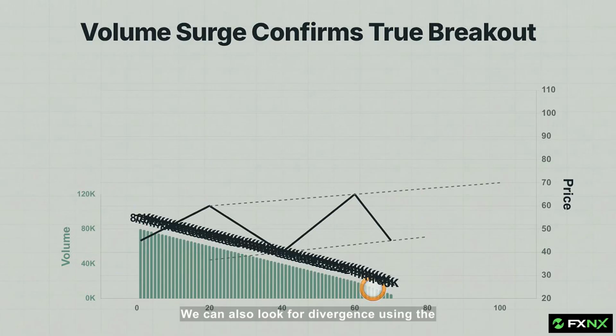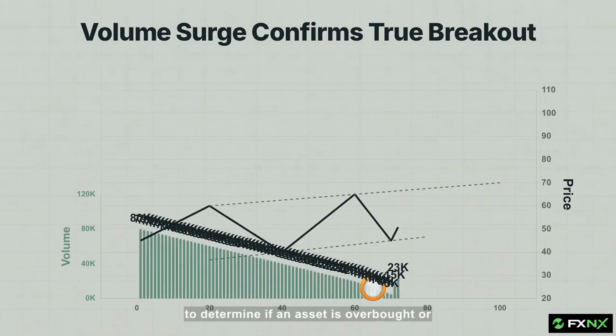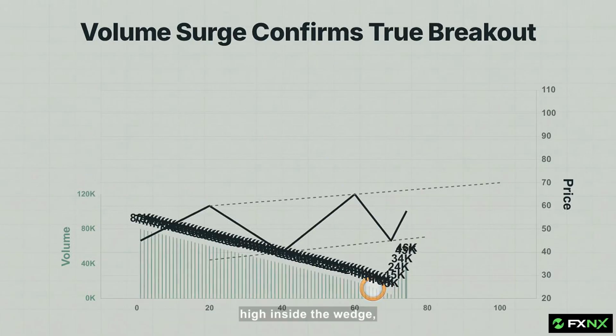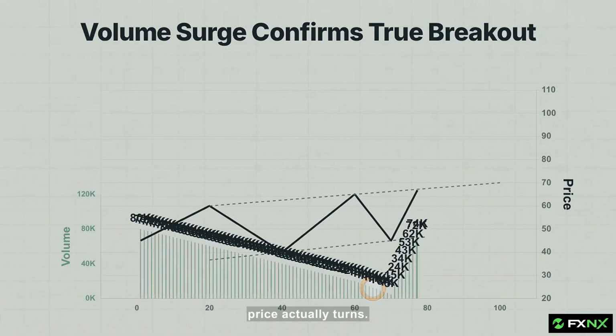We can also look for divergence using the Relative Strength Index, or RSI. RSI is a momentum indicator that measures the speed and magnitude of recent price changes to determine if an asset is overbought or oversold. This chart shows the price making a higher high inside the wedge, but directly below it, the RSI line is clearly making a lower high. The momentum is visibly exhausting itself before the price actually turns.